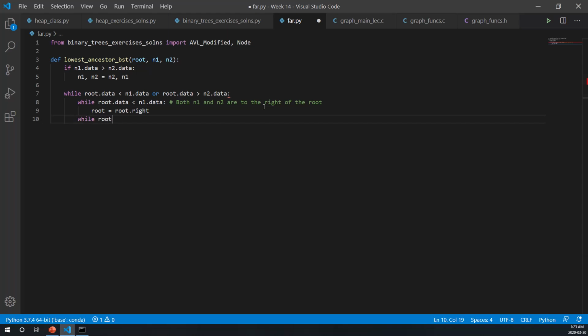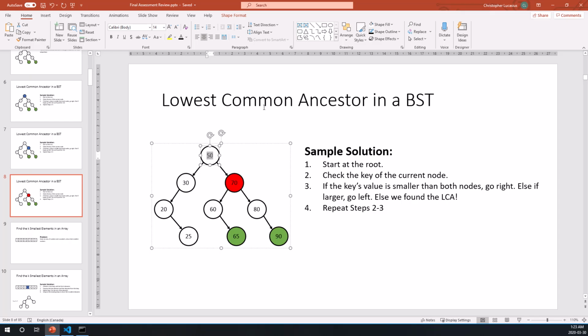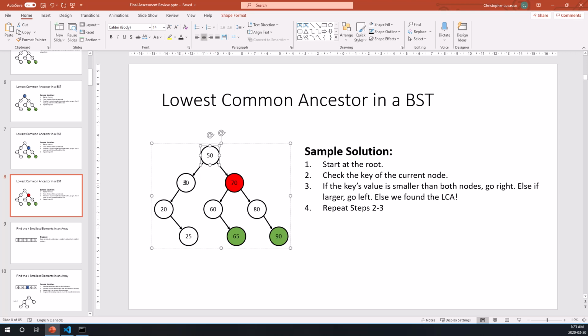And if that's not true, that means root.data is larger than n2.data, which means that both n1 and n2 are to the left of root, so I need to go to the left. So let's say these were my two nodes, and I note that 50 is larger than 25, then of course it must be larger than 20 as well. So the lowest common ancestor must be to the left.